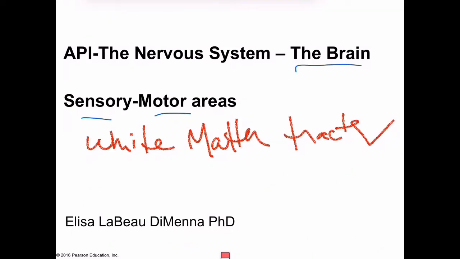Hi, welcome back. So we are going through the brain. We're looking at the nervous system, and today we're going to just look at some of the basic outline of the sensory motor areas. We're going to get into that in a little more detail in the future, a couple extra videos.